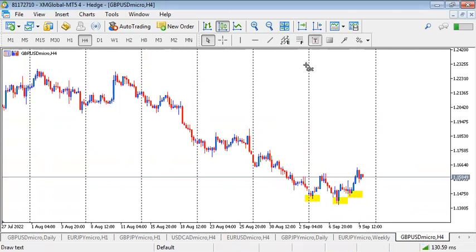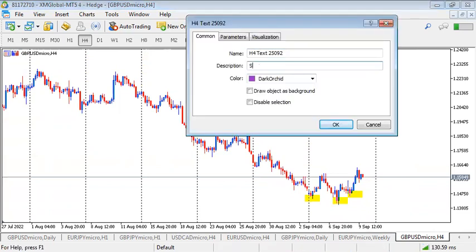So the 3 things we have here: we have SND, we have SNR, and then we have QM. You can call it Quasimodo or Quasimodo level, or you can call it inverted heads and shoulders.